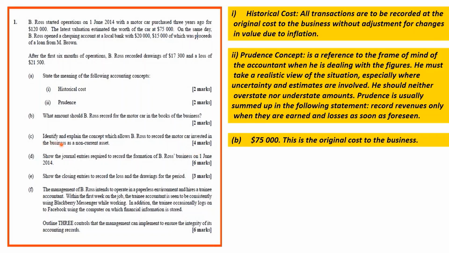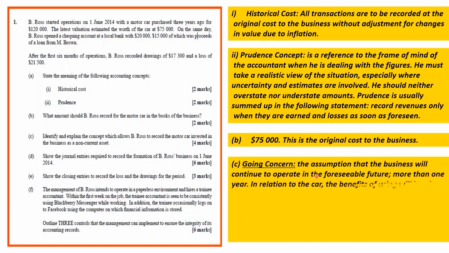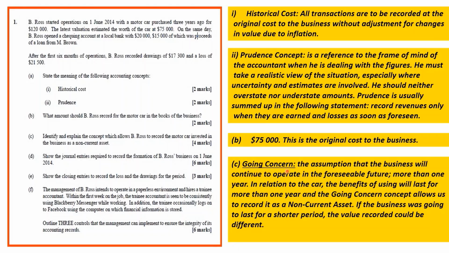But Part C. Identify and explain the concept which allows B. Ross to record the motor car invested in the business as a non-current asset or a fixed asset. That concept is the going concern concept, the assumption that the business will continue to operate in the foreseeable future, more than 1 year. In relation to the car, the benefits of using it will last for more than 1 year, and the going concern concept allows us to record it as a non-current asset because it's going to last for more than 1 year.